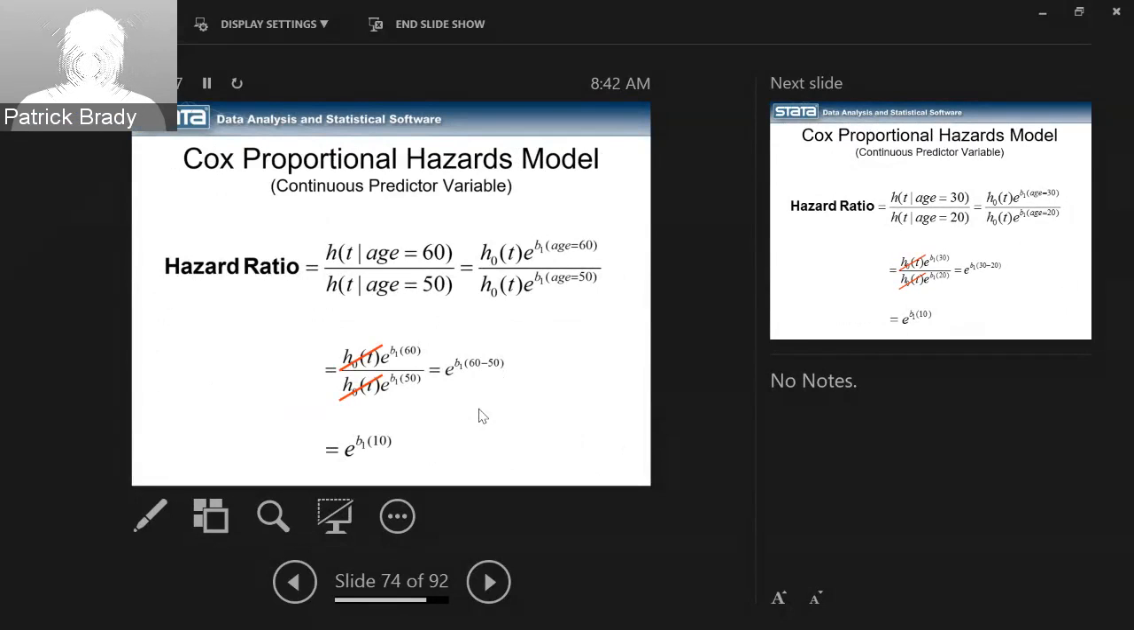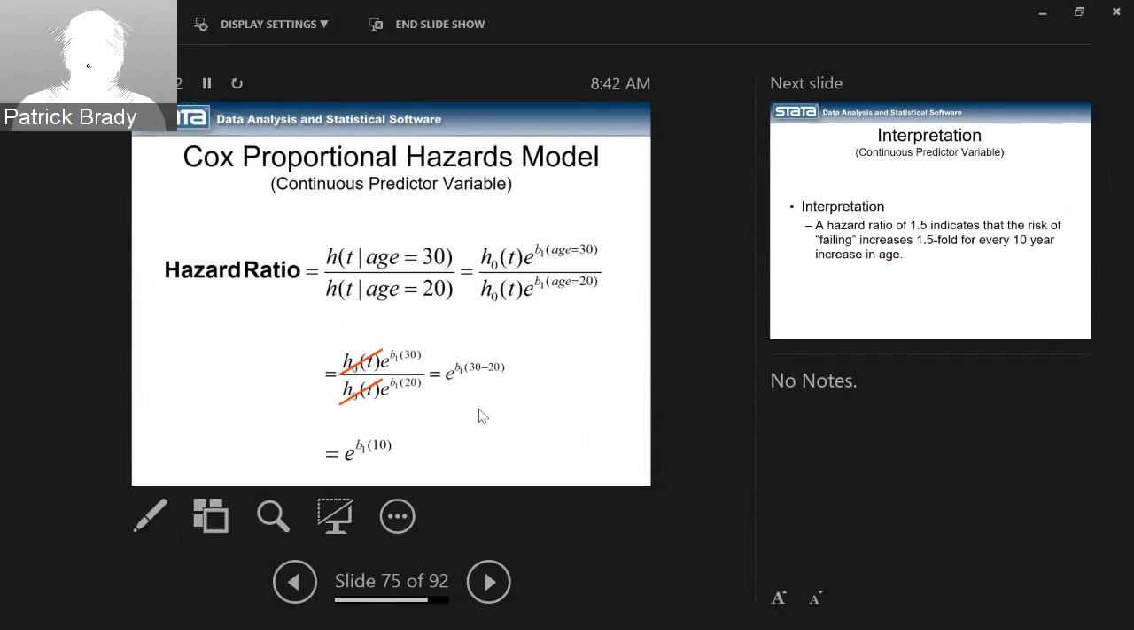What's interesting about this is if I'm looking at a 60-year-old versus a 50-year-old, I could look at a 30-year-old and a 20-year-old, and I get the exact same coefficient. So this doesn't take into account whether someone is older or younger. It's going to assume that a 10-year differential is constant, whether they're 60 and 50 or whether they're 30 and 20. So that's something to take into account.